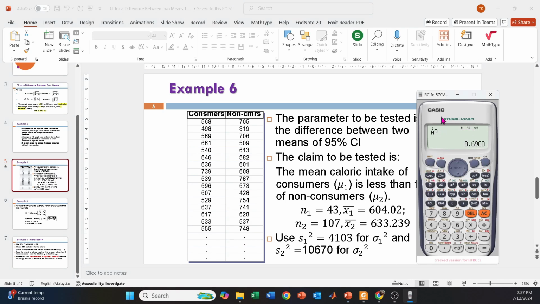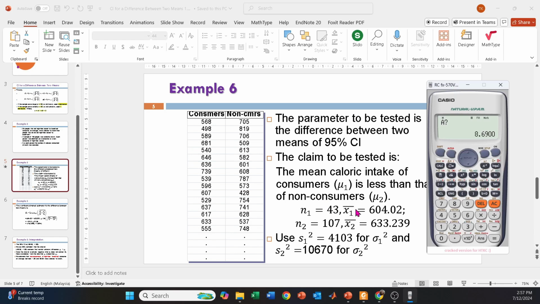Then I will calculate. A is actually the mean for population 1, 604.02. B is the mean for population 2, 633.239. C is the variance for population 1, 4103. D is my sample size 1, 43. E is the variance for population 2, 10670. Okay, F is the sample size for population 2, 107.